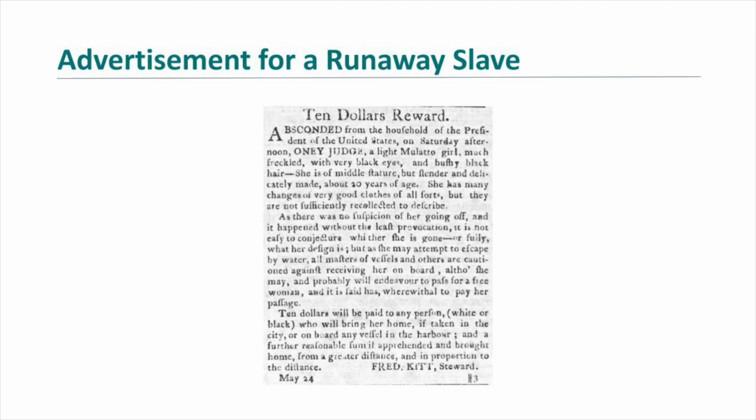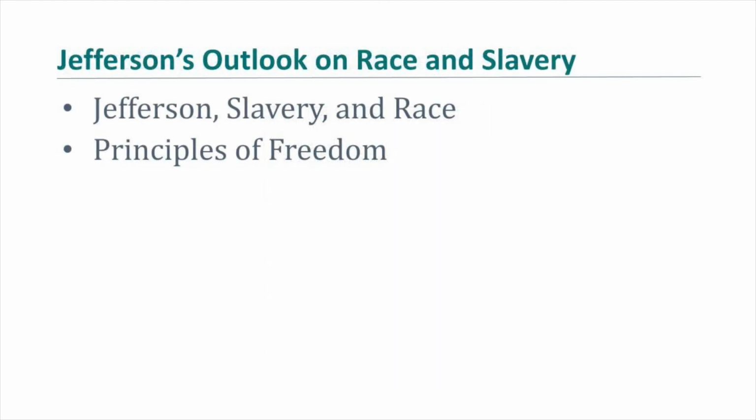And this is an advertisement for a runaway slave. The advertisement seeks the return of Ona Judge, a domestic slave of Martha Washington, who escaped in 1796 while the family was in Philadelphia, where George Washington served as president. She made her way to New Hampshire, where she spent the rest of her life evading efforts to recapture her.